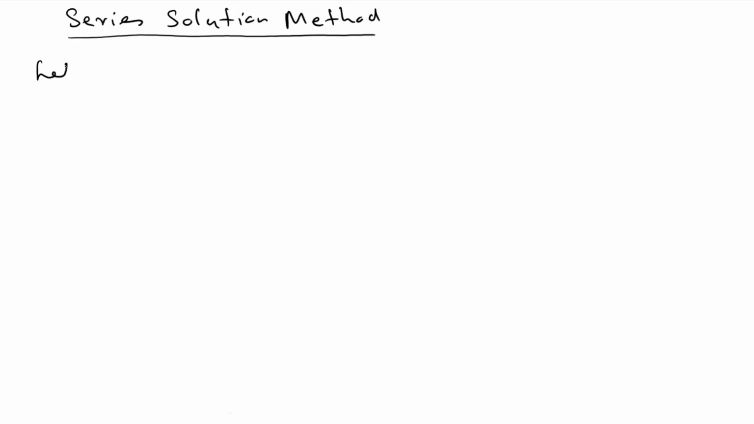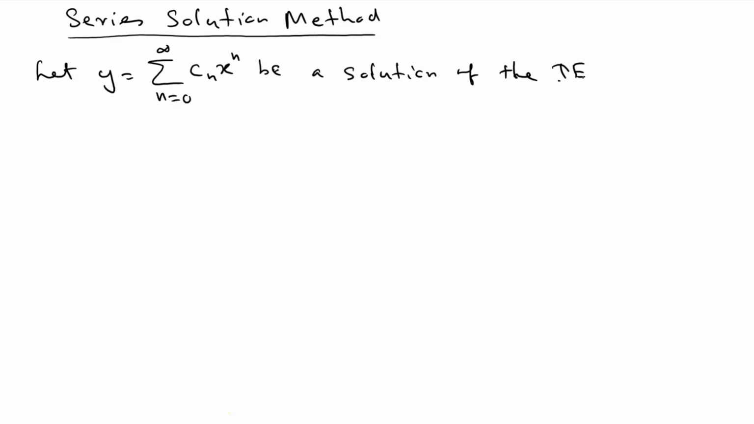So let's say we have a solution y which we write as a series, going from 0 to infinity, cₙxⁿ. So we assume this to be a solution of the differential equation. We have a differential equation, we try to find the solution of that, so we assume that this is the solution.